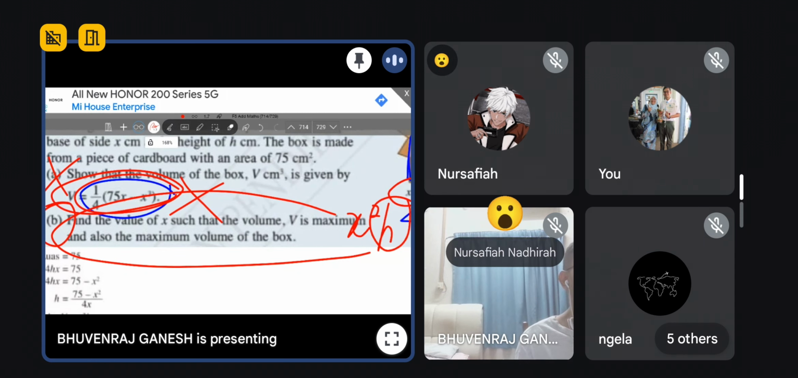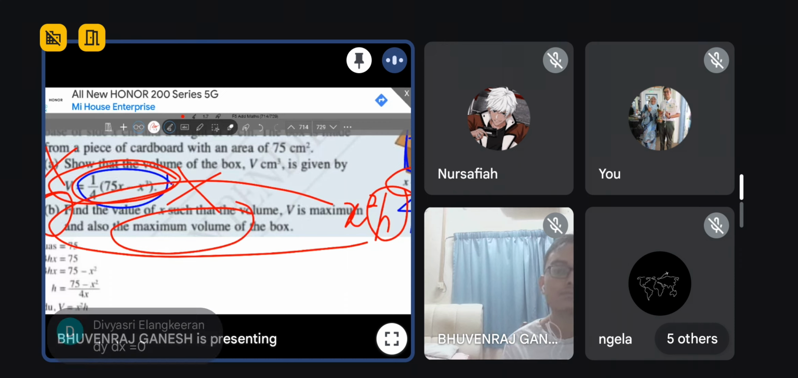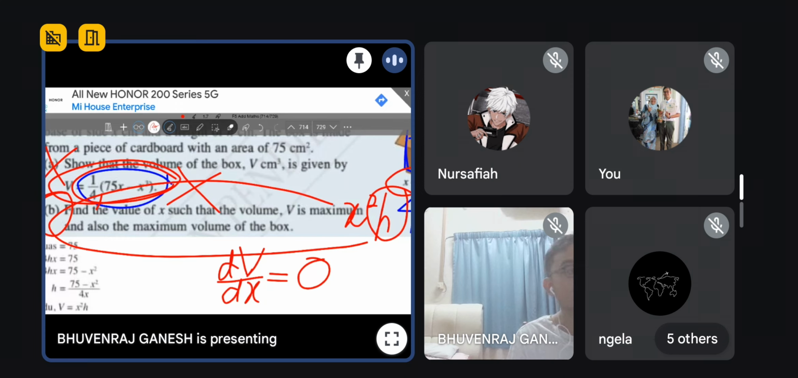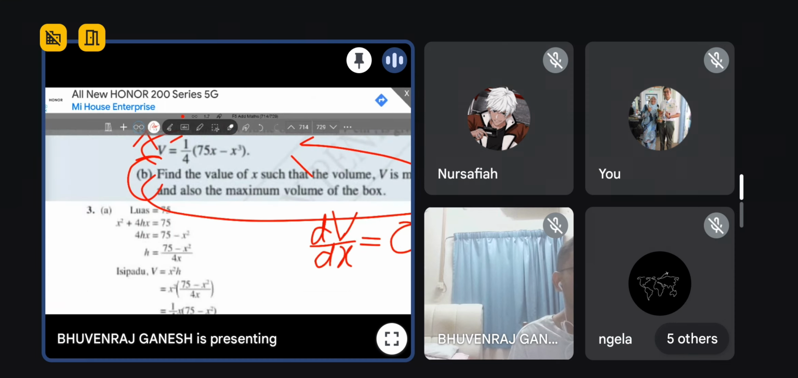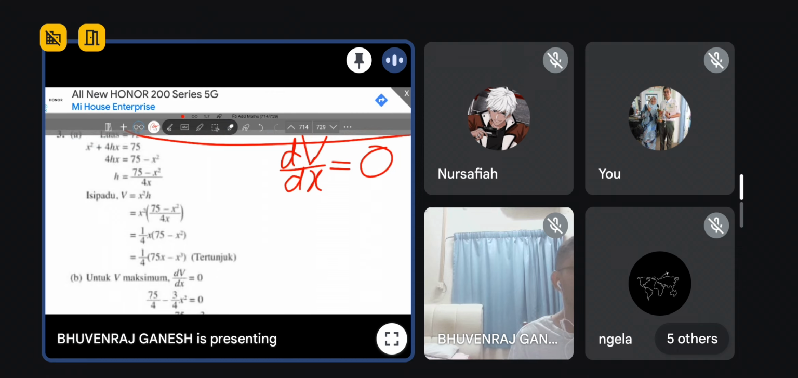Am I right? So now you want to find the maximum volume. So what is the concept? Very good. Not dy, careful guys. In this situation it is dV. Be careful with the symbols. So you will have dV/dx equals 0. So you need to differentiate this one. So it should be no problem. Okay, so when you differentiate, you will get this answer.